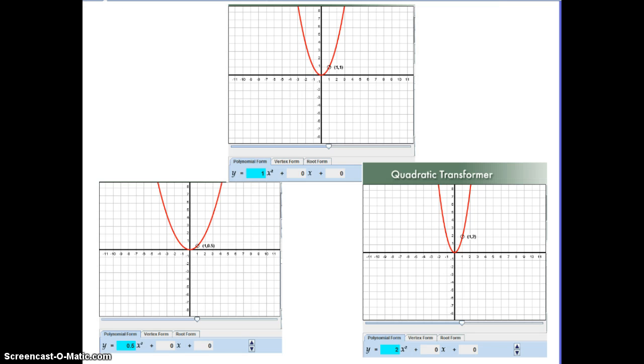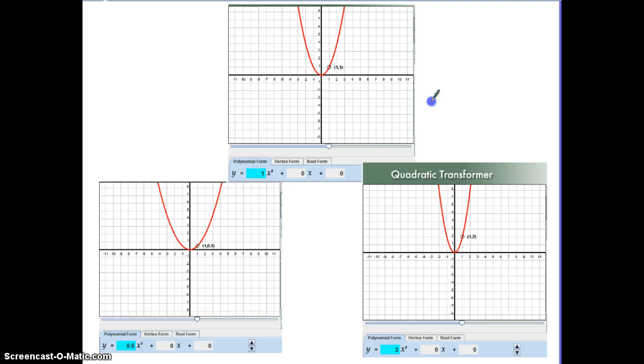All right, I'm going to summarize that a different way. I have here my original parabola. This is the parabola. The equation is down here: 1 times x to the second power plus 0x plus 0. This is my standard parabola. And I can do a couple of things to that standard parabola.